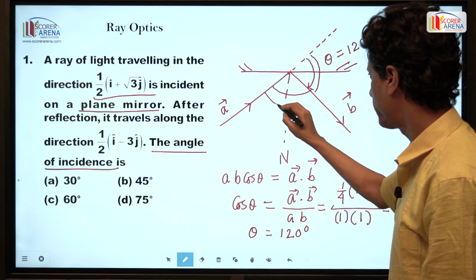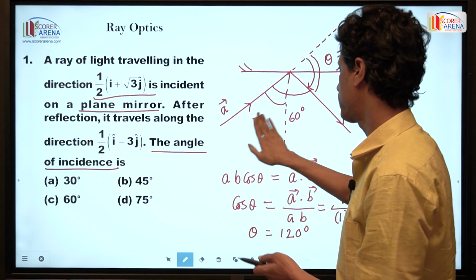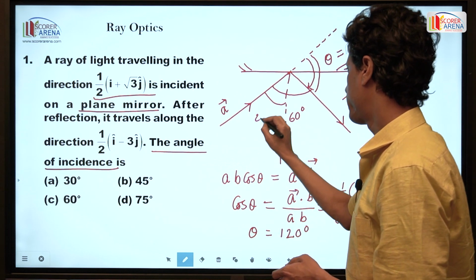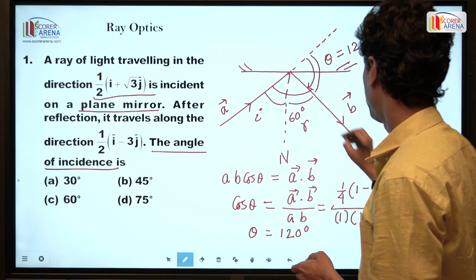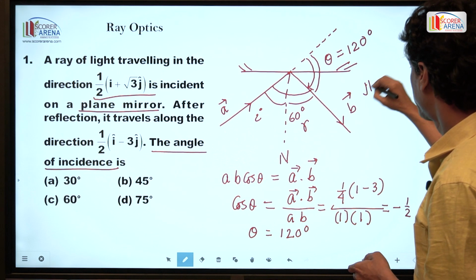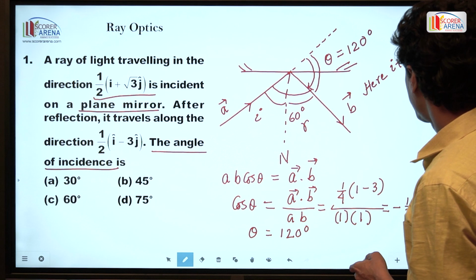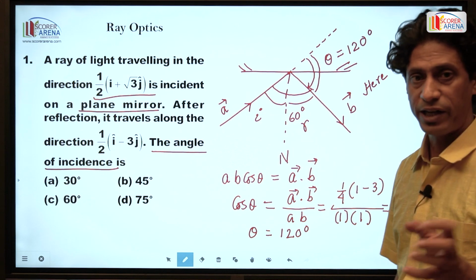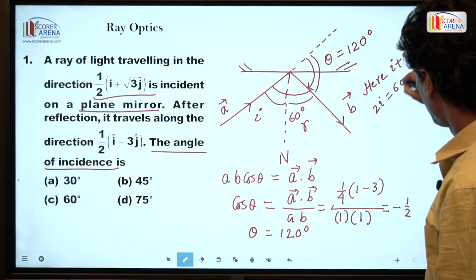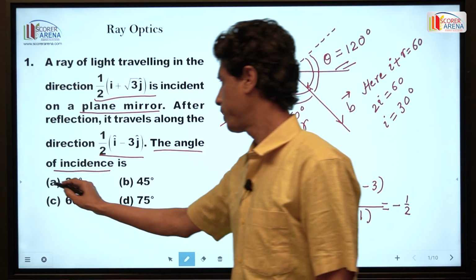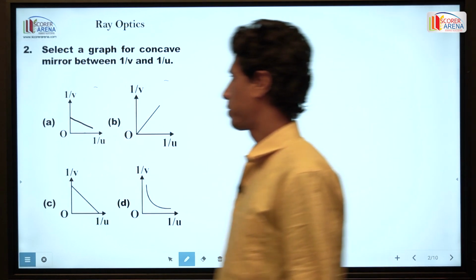So angle of incidence, you know, this is the angle of incidence. Angle of incidence is i and angle of reflection r. So here i plus r is equal to 60 degree, and from the law of reflection 2i equal to 60 degrees, so i equal to 30 degree. So right option here is A, angle of incidence is 30 degree. Next question.